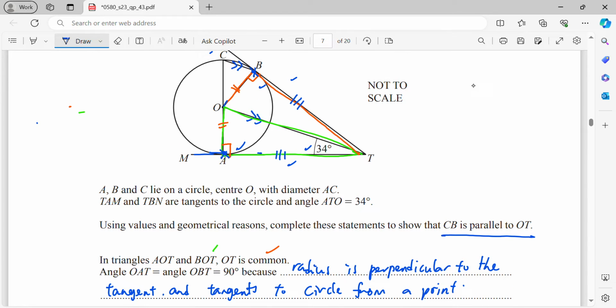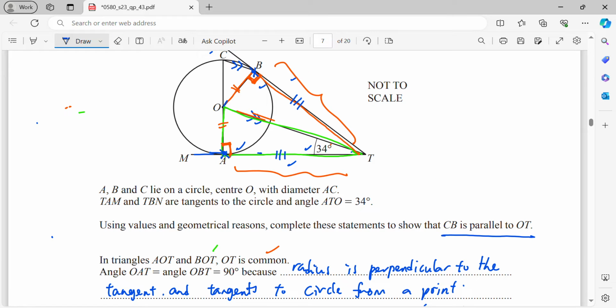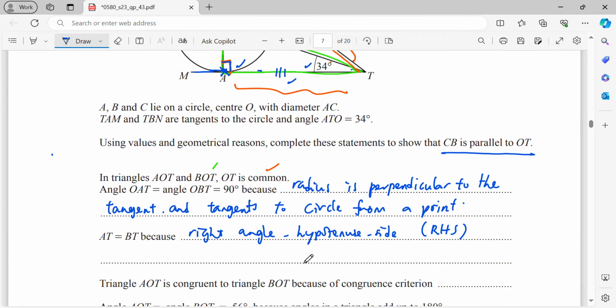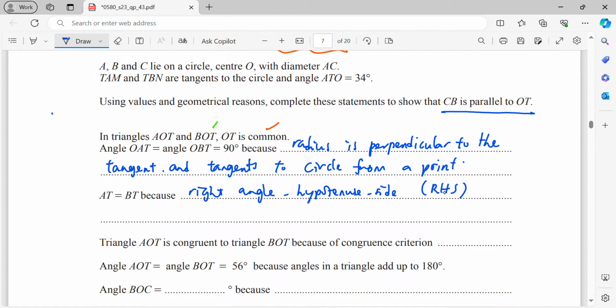How do we know AT equals BT? Because OT is a common line, and here is 90 degrees, and this is 90 degrees. Since OT is a common line for both, definitely AT will be the same as BT, because of the right angle, hypotenuse, side, which is RHS. Here is 90 degrees for both. Therefore, just use this to explain that both triangles are congruent. Now, triangle AOT is congruent to BOT because of the congruent criteria.